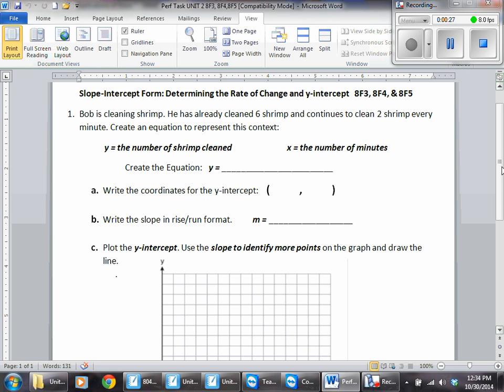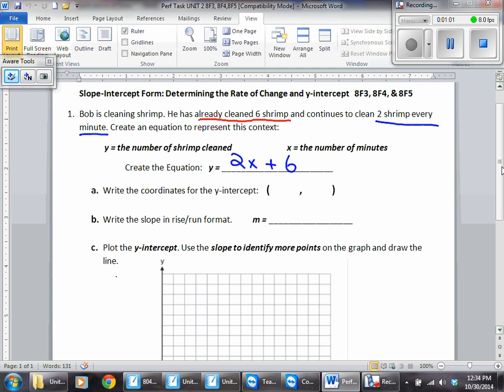So Bob is cleaning shrimp. He has already cleaned 6 shrimp and continues to clean 2 shrimp every minute. Create an equation to represent this context. So y is the number of shrimp cleaned, x is the number of minutes. So if he cleans 2 shrimp every minute, that's 2x, but he already cleaned 6 shrimp, so we need to add 6.